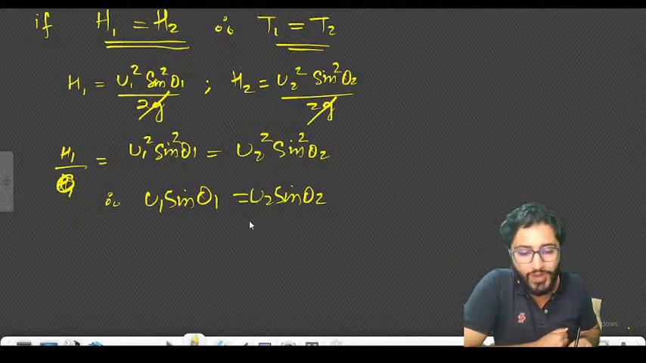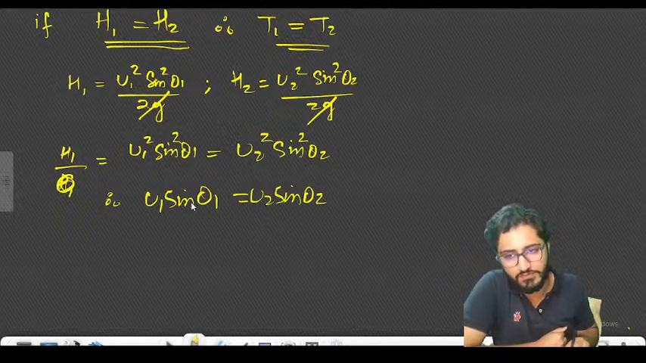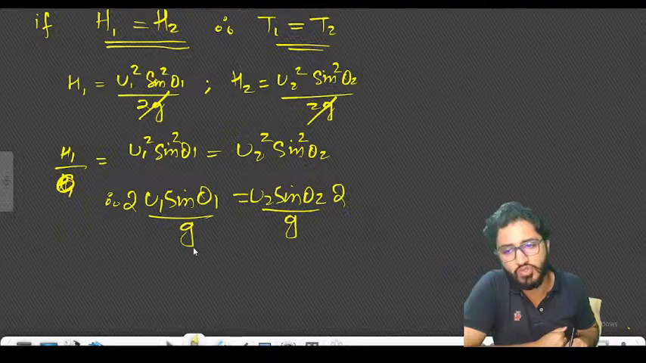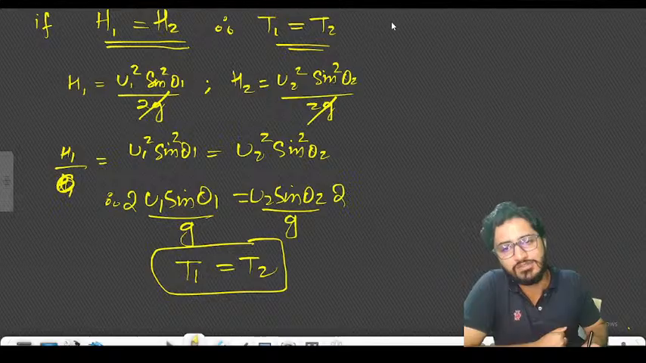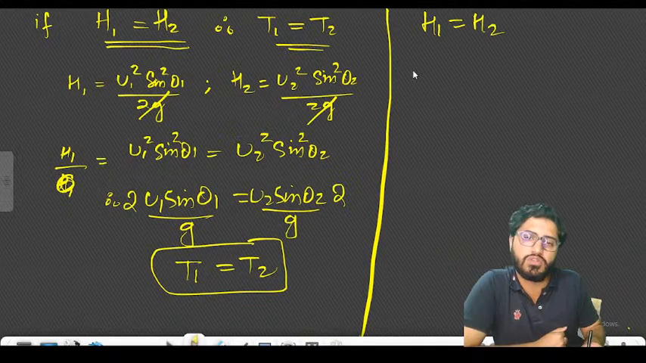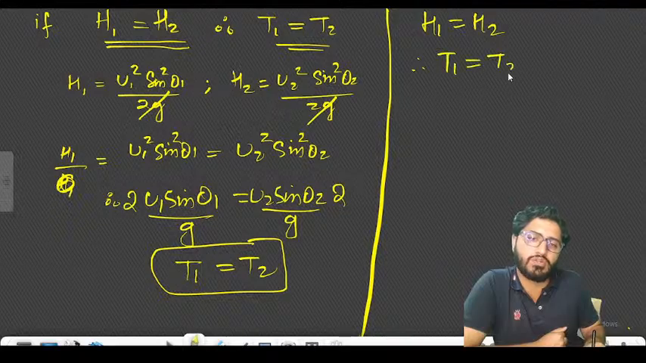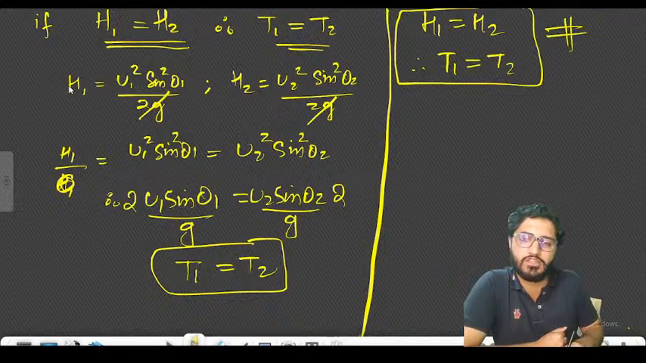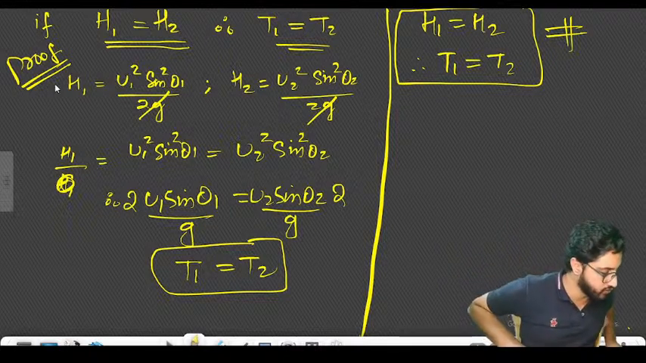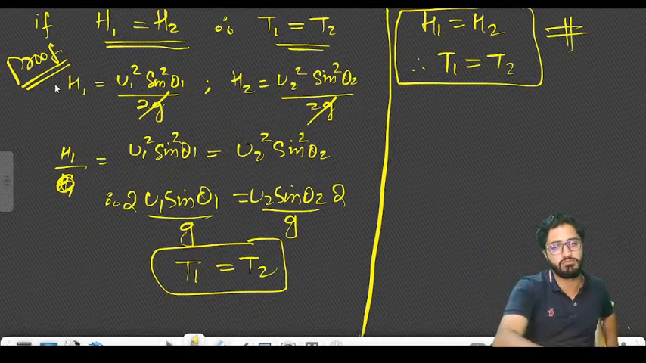Now do one thing. Multiply it on both sides and divide by g on both sides. No issue. So this will be t1 and this will be t2. So if h1 equals h2, therefore t1 will be equal to t2. Only this you need to note down in your copy. This was the proof, you don't need to write the proof. You only need to write that if h1 equals h2, then t1 equals t2. Nothing more than that.